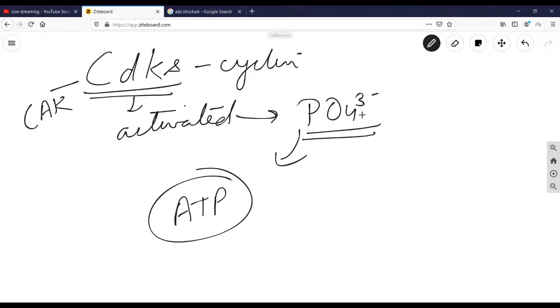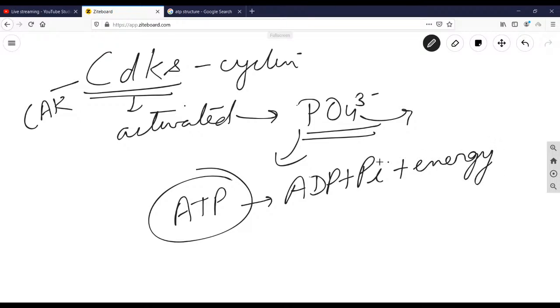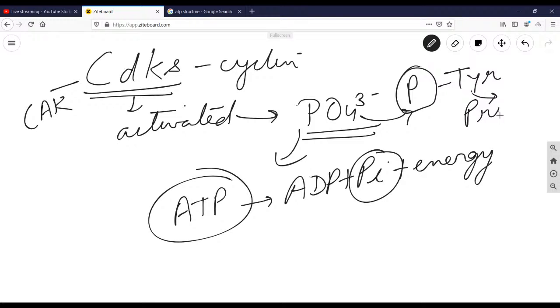This phosphate group comes out as a result of hydrolysis of an ATP molecule. This phosphate group (Pi) is then attached by the enzyme kinase to, suppose, the tyrosine residue of any protein, or serine or threonine residues, any specific amino acid of that specific protein. This is how they operate.